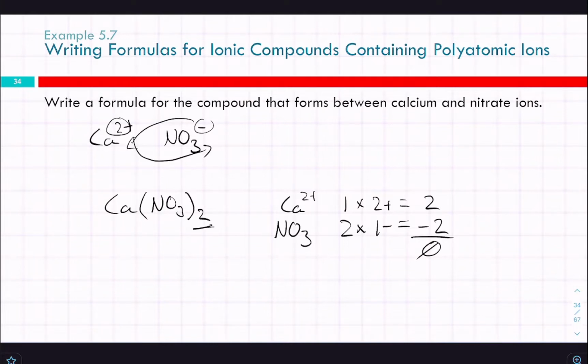The crisscross method is especially helpful for when you have weird multiples. So if you had, I think chromium has a 7 plus charge as one of its possible charges. So you had chromium and say nitrogen, which has a 3 minus. Then what is the least common multiple of those 2 numbers? Well, the easiest way to do it is just say, I'm going to take 7, put it over here, and take 3, put it over here. So it would be Cr3N7, rather than trying to think about how to combine those.